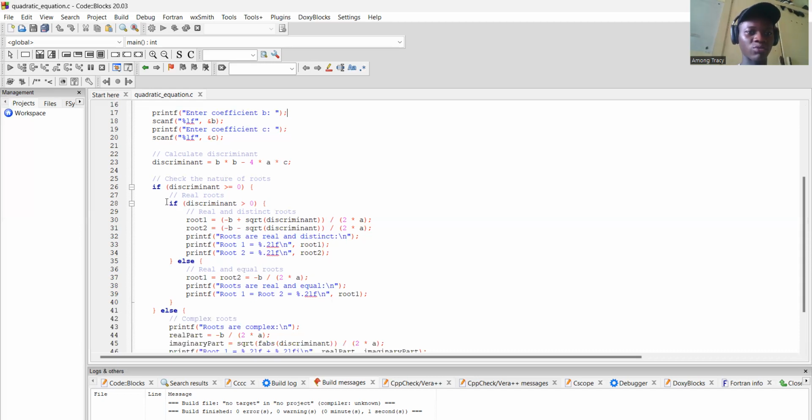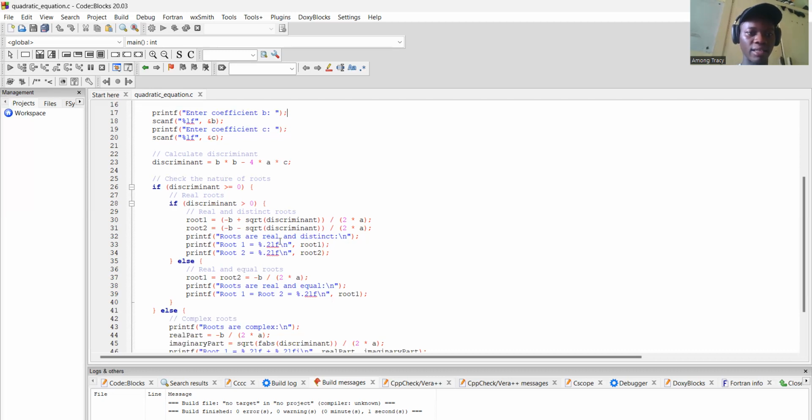If the discriminant is greater than 0, then root 1 we'll give a formula. Root 1 will be equal to negative b plus or minus, because the answers are supposed to be two. One will take the plus part, then the other will take the minus part. The square root of the discriminant, divided by 2a.